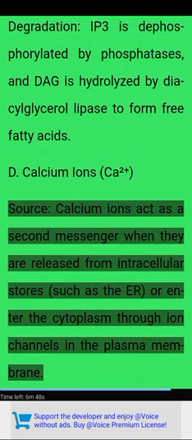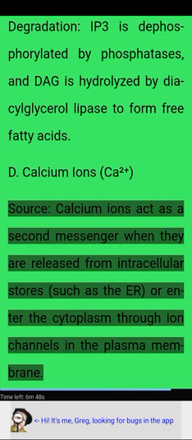D. Calcium ions, Ca²⁺. Source. Calcium ions act as a second messenger when they are released from intracellular stores, such as the ER, or enter the cytoplasm through ion channels in the plasma membrane.